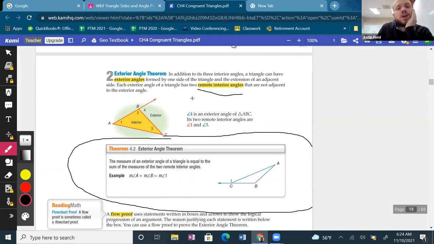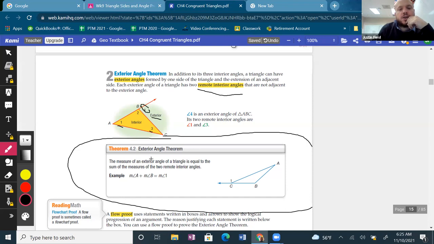A remote interior angle is with regards to an exterior angle. So in this picture, angle 4 is an exterior angle, and angles 1 and 3, of course, they're in the interior of the triangle, and they are the remote interior angles with respect to angle 4.